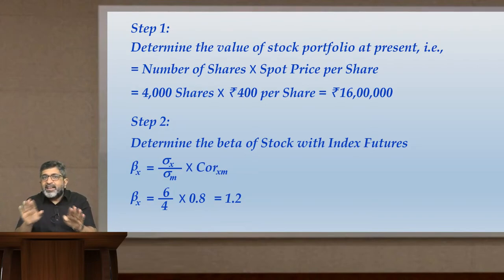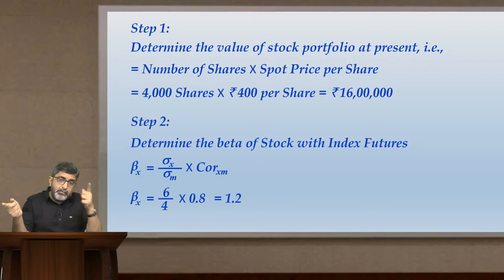As of now, beta is positive, giving a clear indication that your stock is moving in the same direction as Nifty futures. Now, in such case, to hedge your stock position, you must take a short position in the Nifty futures because you have a long position in the stock. So to hedge your long position of the stock, you will take short position in Nifty futures. But the question is, what value?